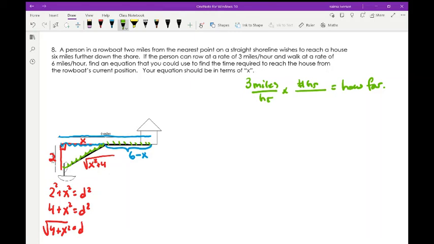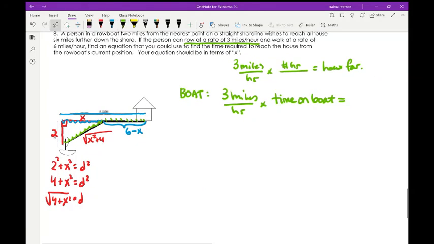So what we need to be able to do is figure out each of these things. So let's talk about by boat. By boat, they can row at a rate of 3 miles per hour. So they're going to go 3 miles per hour times the time on the boat. And what that will give you, and this will be in hours, is the square root of x squared plus 4, because that's how far they went. So the hours are canceling. And we'll call the time on boat TB, maybe not a great thing.